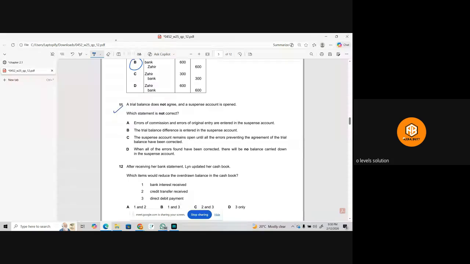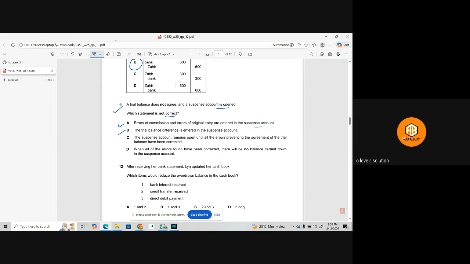Next question: the trial balance is not agreed and the suspense account is open. Which statement is not correct? A: error of commission and error of original entry are entered in the suspense account. So this is not correct, because this will not affect the trial balance. B: a trial balance difference is entered in the suspense account. Yes, this could be correct. The suspense account remains open until all errors preventing the agreement of the trial balance have been corrected.